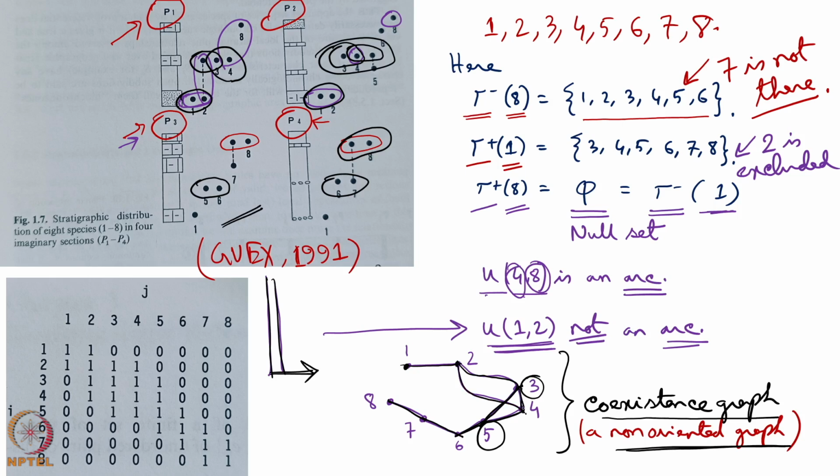Where is that? Here it is getting a bit clumsy, but nevertheless I hope it is visible. This is 2 and this is 4, and they coexisted. So, that is drawn. 2 and 7 never coexist. They were never in the same level. Check all P1, P2, P3, P4, they did not coexist. Similarly, 1 and 8 did not coexist.